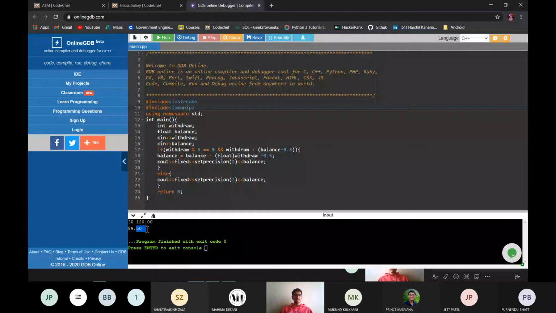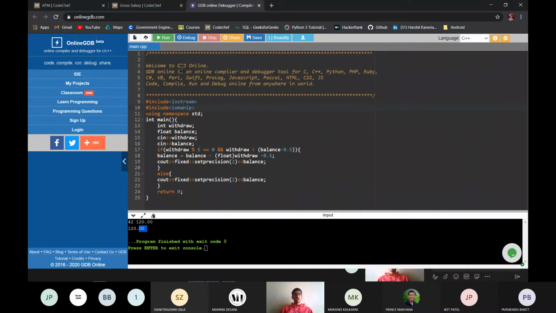Okay. Let us check for another case. If our input is 42 and main balance is 120, then 42 is not divisible by 5, so our output is the main balance. So now this code is working correctly. Now let us move on to the second problem.